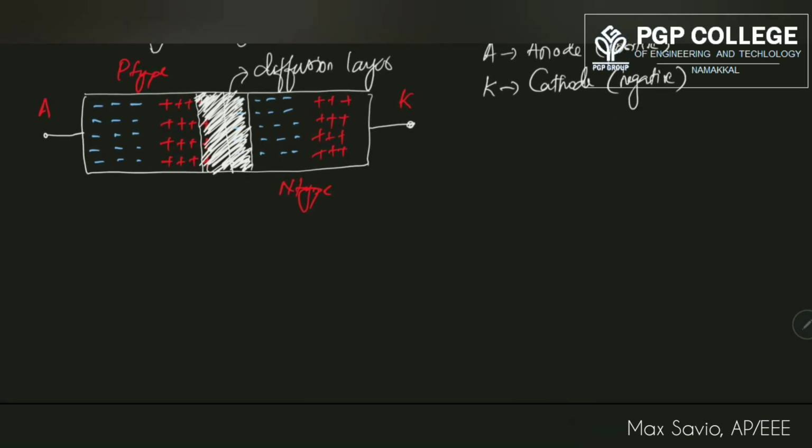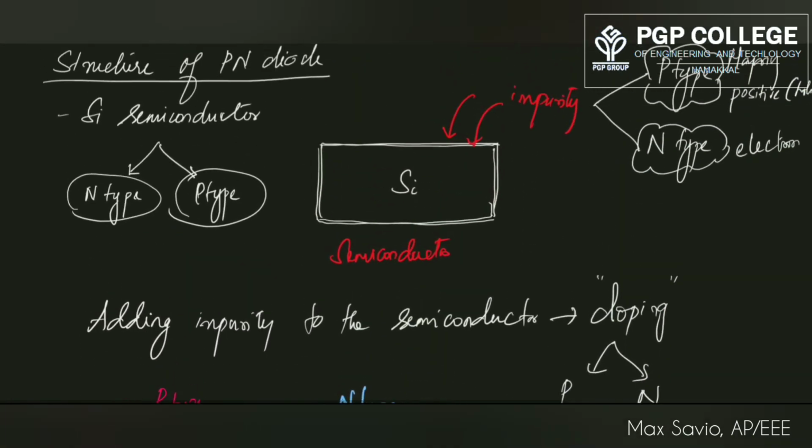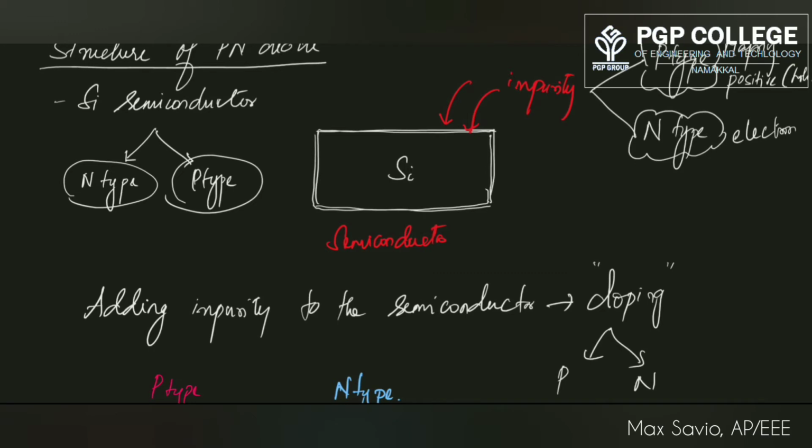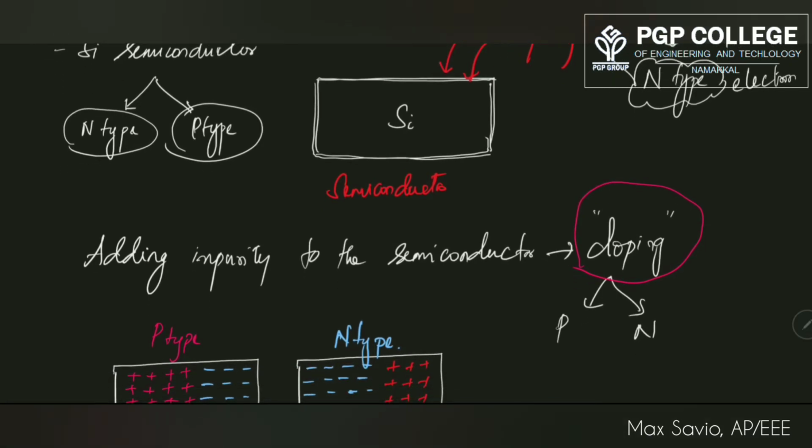So next, I'll repeat the whole process here. You have semiconductors. For the semiconductor, we prefer silicon, not germanium, because silicon has a higher voltage level for conduction, 0.7 volts, compared to germanium, which is 0.3. So usually the semiconductors in the market are silicon, and pure silicon will not conduct, so they add impurity to it. Adding impurity is called doping. Doping is the process of adding impurity to the semiconductor. The impurities can be either positive or negative, giving p-type and n-type.